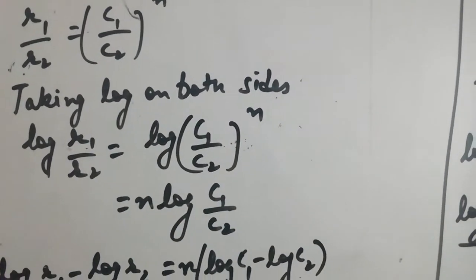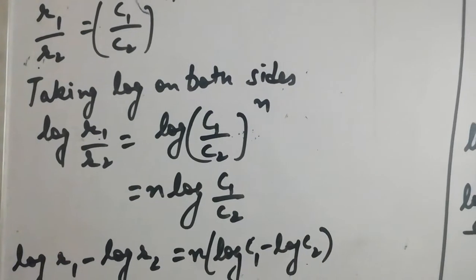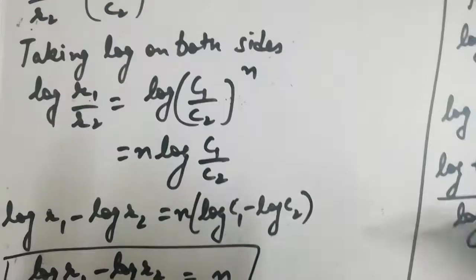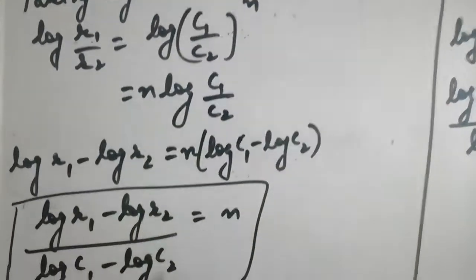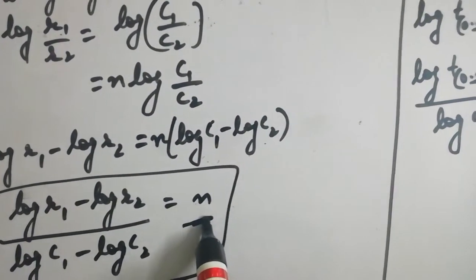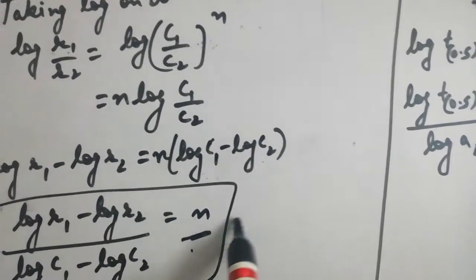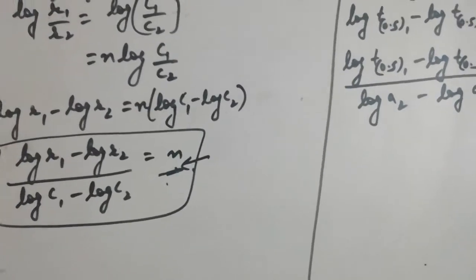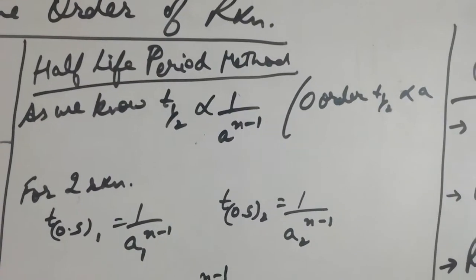Taking log on both sides, log R1 over R2 is equal to log (C1 over C2) raised to power n. And n will come here, n log C1 upon C2. So solving this equation, we will get the value of n. So from this equation, we can determine the order of reaction when rates of two reactions and concentrations are given. Third method to determine the order of the reaction is the half-life period.